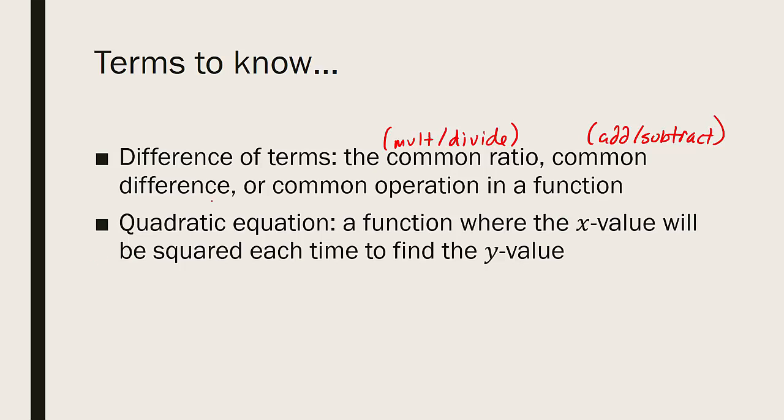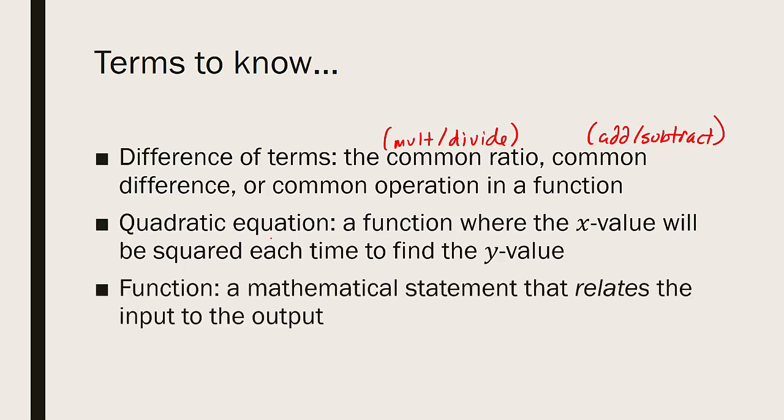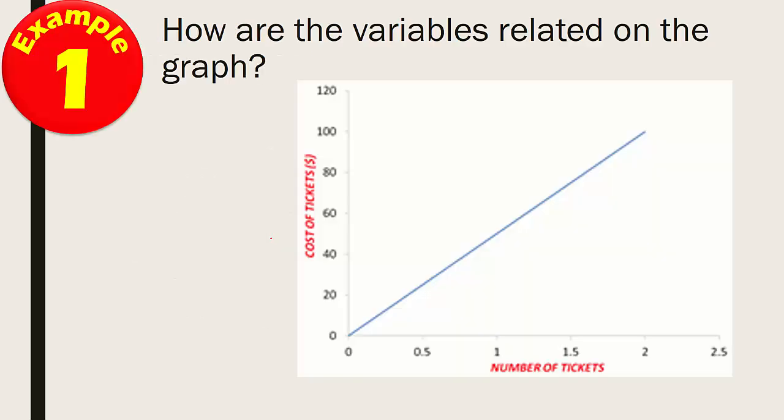Difference of terms. So if you have a common ratio or a common operation, unless it's addition or subtraction, that's where you will have a nonlinear function because the amount that your y value is changed by will be different every time. Remember that for a linear function, you have to be adding or subtracting the same number every time. So that would be a common difference. And finally, function: a mathematical statement that relates input to output. That was just a recap. You should know that by now.